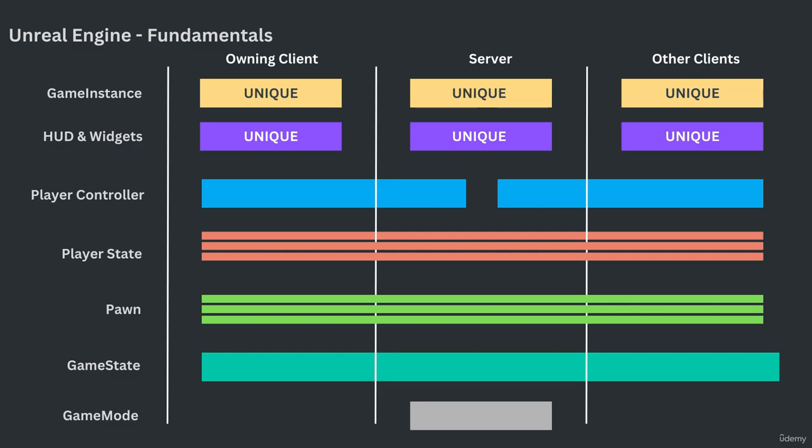Pawn. A pawn or a derived character has a lifecycle. It can spawn, die and respawn. This means attributes like health, which resets when the character dies, can be handled here instead of the player state.